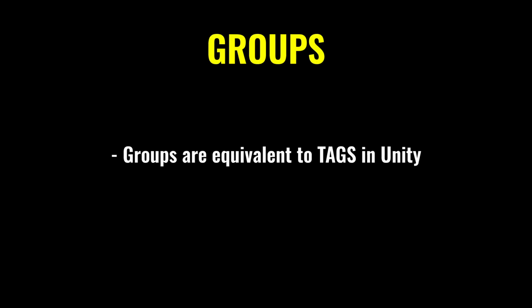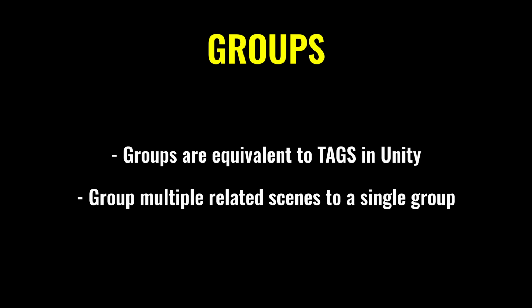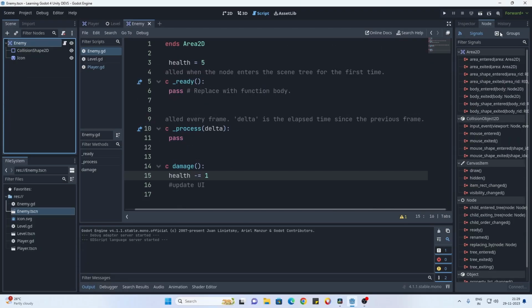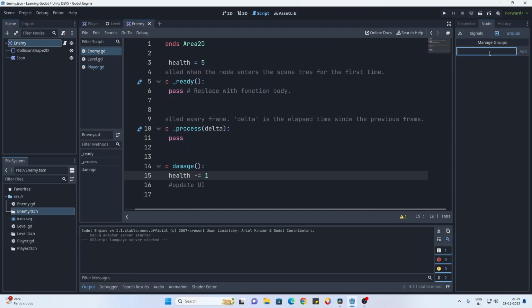We do that with groups. Groups are equivalent to tags in Unity. We can group together multiple scenes to a single group and check if an area belongs to a particular group. Let's go to the enemy scene and create a group called enemies.